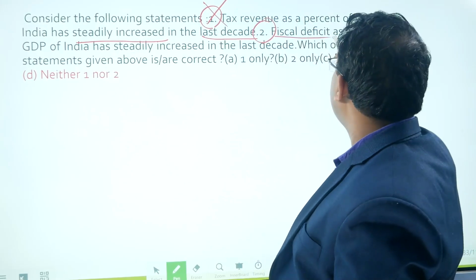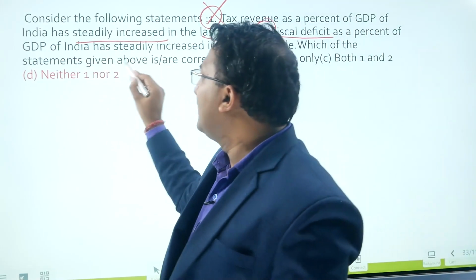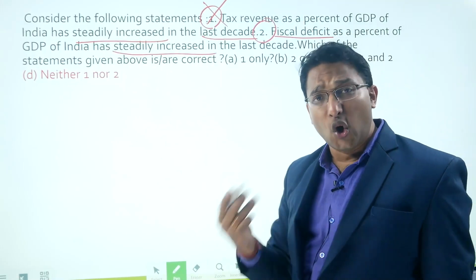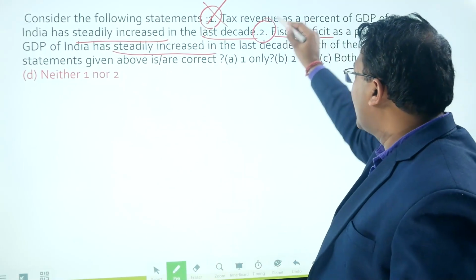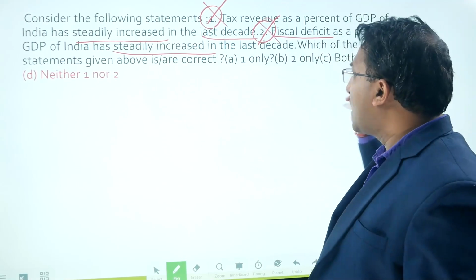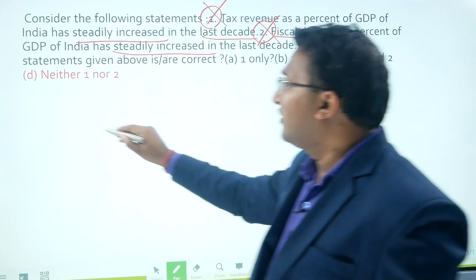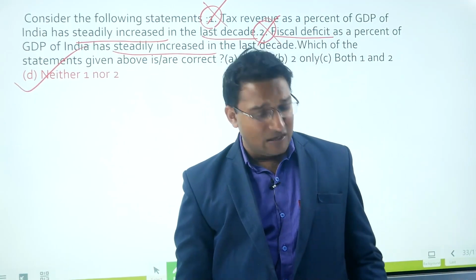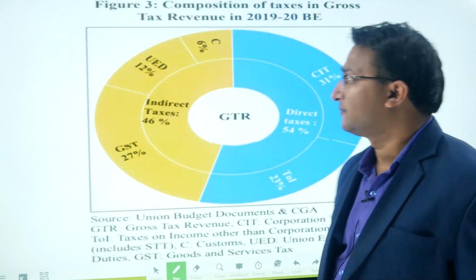Statement 2, fiscal deficit as a percentage of GDP of India has steadily increased in the last decade. Again, this statement is wrong because there has been complete fluctuation. So which of the following statements is or are correct? Answer is neither 1 nor 2. So this is the kind of question which can be asked in the examination.